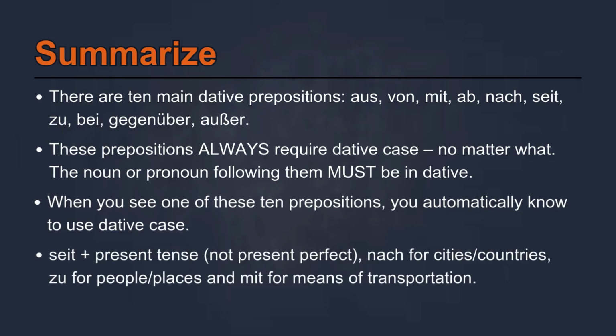Fourth, some key differences from English. Seit plus present tense, not present perfect. Nach for cities or countries, zu for people or places. Mit for means of transportation. The key is practice. Create sentences using each preposition. The more you practice, the more automatic the dative case becomes.